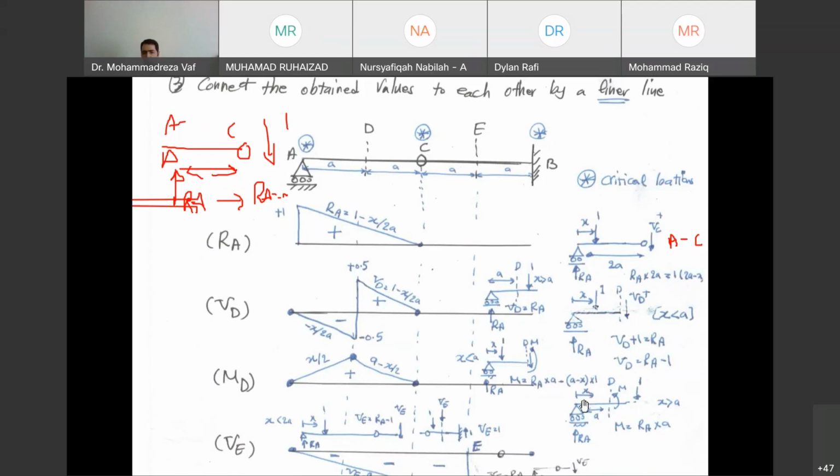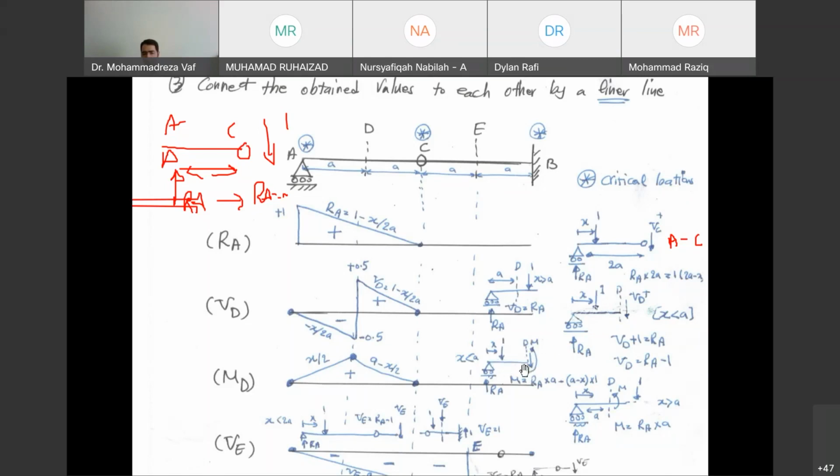So this is the free body diagram for those cases. When the load is before point D, we have a unit force at a distance of x. And this x can be any value. And the free body diagram is going to look like this one. So I am interested to know how M is changing with the location of this force.